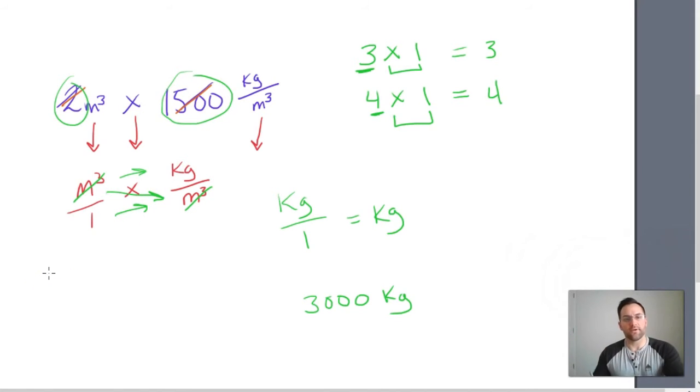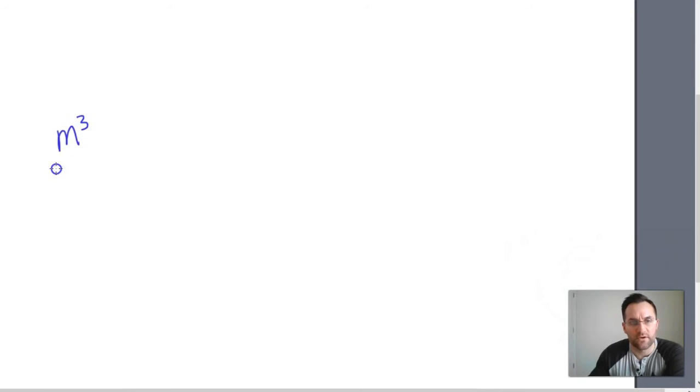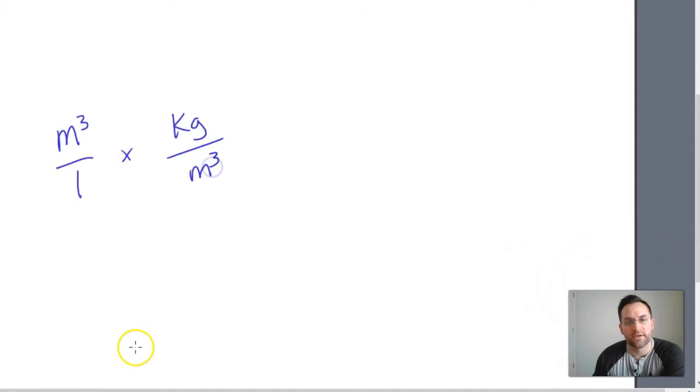Now let's talk about why we could cross cancel before we go on to the next problem, because I love to break it down for you so that you understand why this cross canceling bit right here worked. I like to make sure that you understand. So let's go ahead and clear the screen and take a look at that. So we had meters cubed over 1 multiplied by kilograms over meters cubed. Now what we did was we cross canceled here and here.